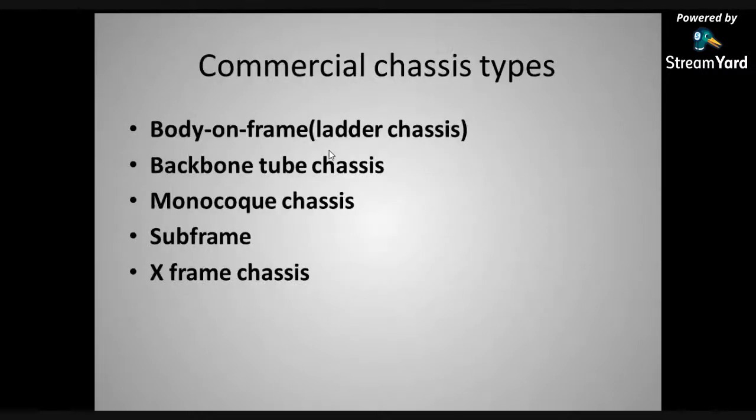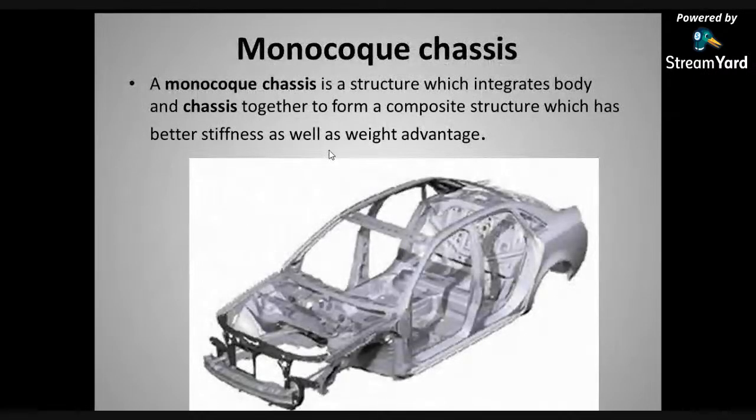So let's move on. What are the types of commercial chassis present in daily life automobiles? One is the body on frame, ladder chassis, or the backbone tube chassis, monocoque chassis, subframe, and X-frame structures. So let's see how these structures actually are. First, before that, the most common chassis which we see in our cars in daily life is the monocoque chassis. Actually, this is also called the unibody chassis, because you can see how the structure is completely a complete kind of eggshell.